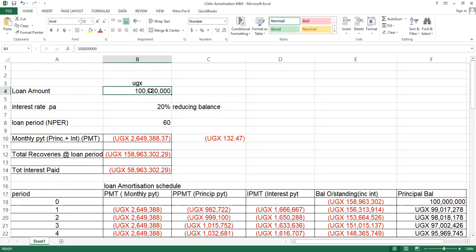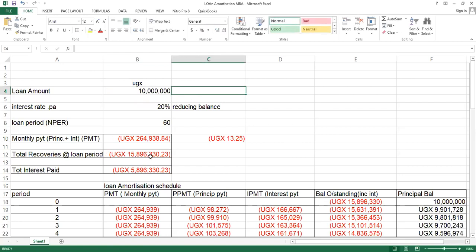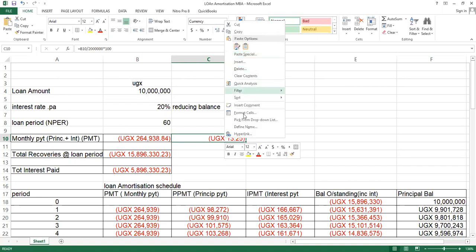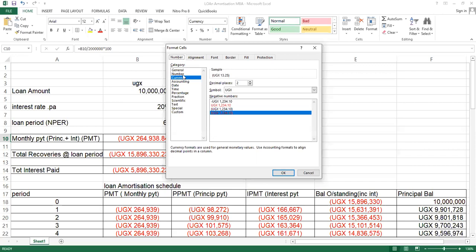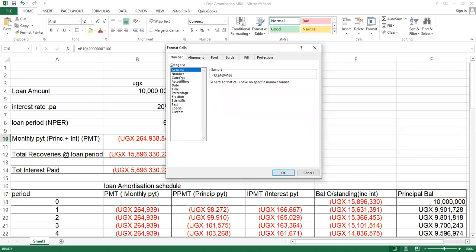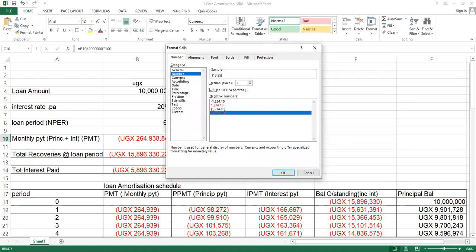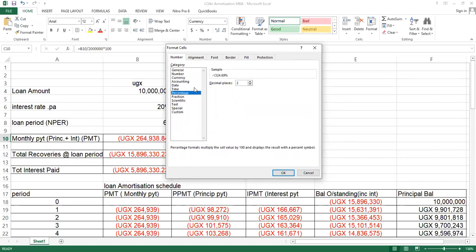So if I put here 5 million, assuming I put 10, I put 10 million. So now you see the percentage here will change. Actually here it should not be Uganda shillings. You can format this so that it reflects general number, no percentage, and even remove the decimal points.